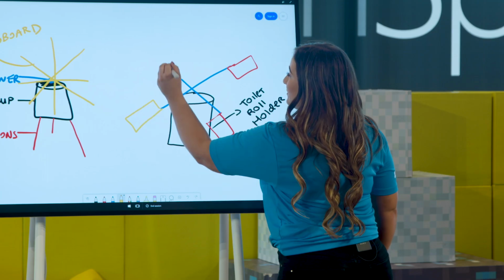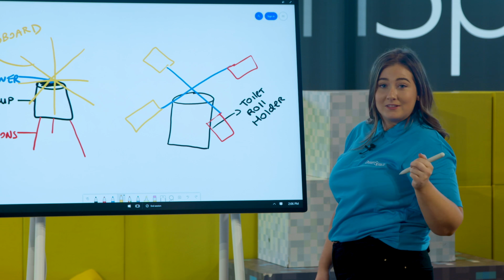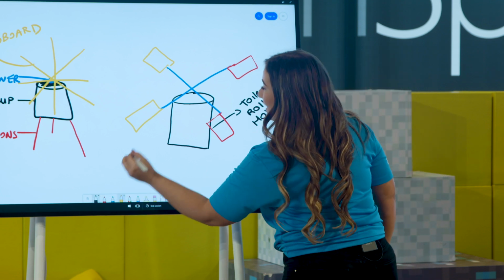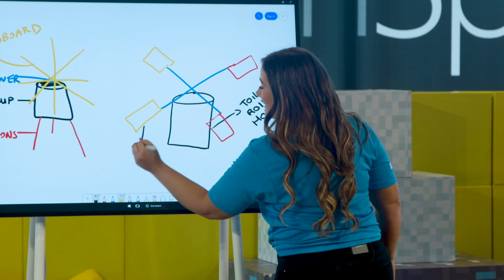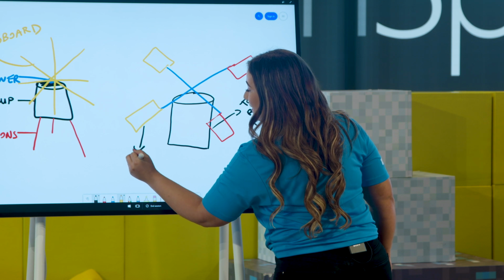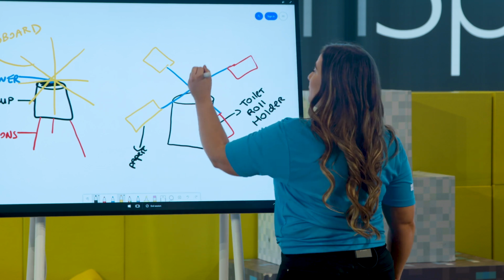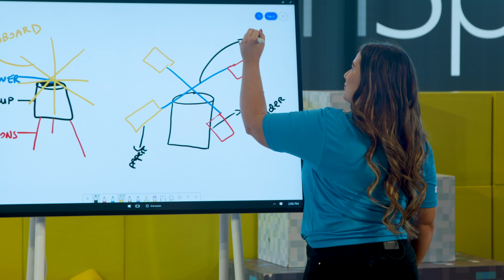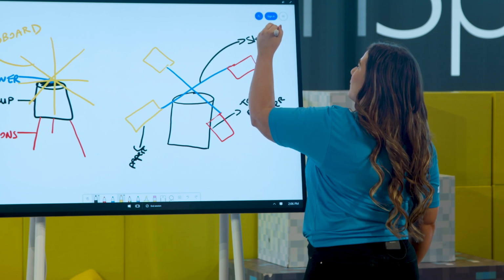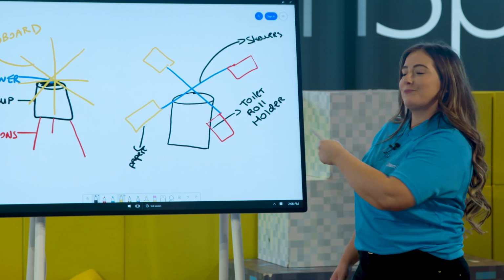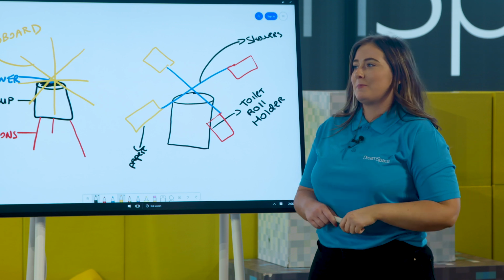Yeah, that looks good. Now, I have to make sure I label these, okay? So I haven't labelled my paper yet. So this is my paper. And the blue is my skewers. Now, I've spotted a problem with my design. I don't know, Amanda, have you spotted it yet?